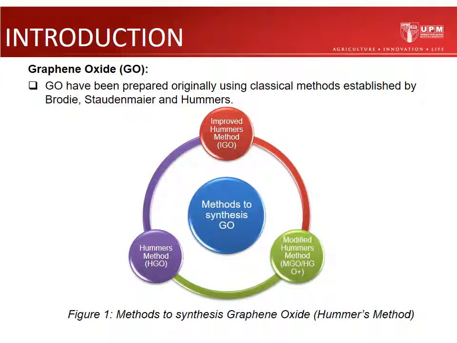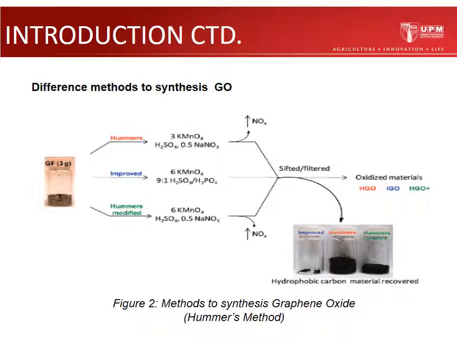Moving to the introduction. Graphene oxide was originally prepared using classical methods established by Brodie, Staudenmaier and Hummers. So far, Hummers' method is the most famous method nowadays. As you can see in figure 1, these are the methods to synthesize graphene oxide by Hummers' method, including the improved Hummers' method and the modified Hummers' method. So here are the different methods I mentioned earlier: Hummers' method, improved Hummers' method and modified Hummers' method.